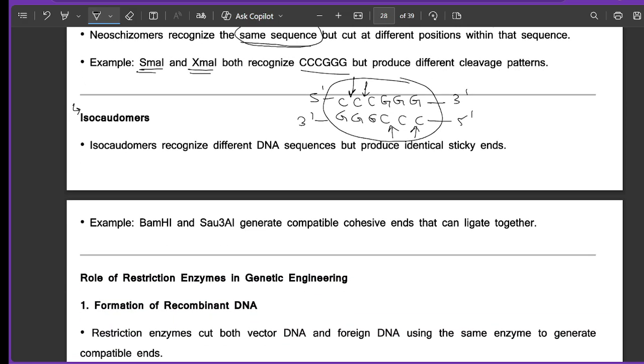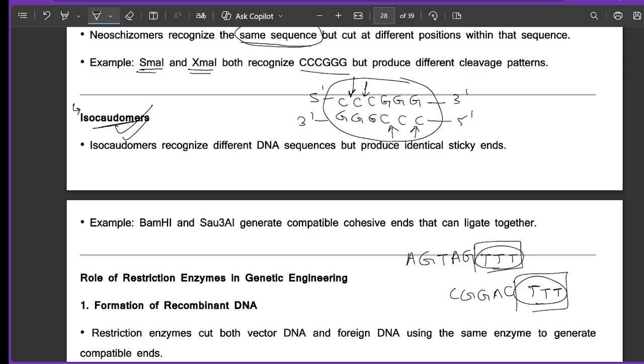Now they will recognize very different sites, not at all similar sites, but the tail which they generate will be similar. Suppose one of them is generating a trithymidine tail, and the other one is also generating a trithymidine tail only. Although here it can be anything, and here it can be anything, they are still generating the same kind of tail, so they are isocaudomers. From "caudo" you can understand and learn it with the help of this mnemonic, that caudo is something related to tail. The example is BamHI and also Sau3AI.